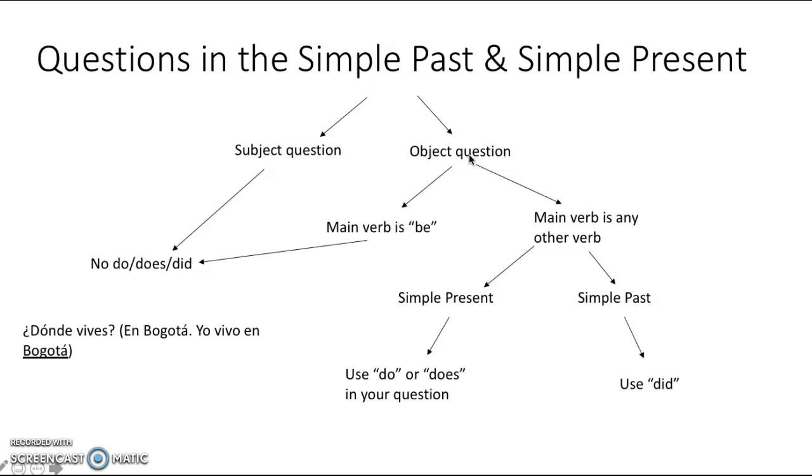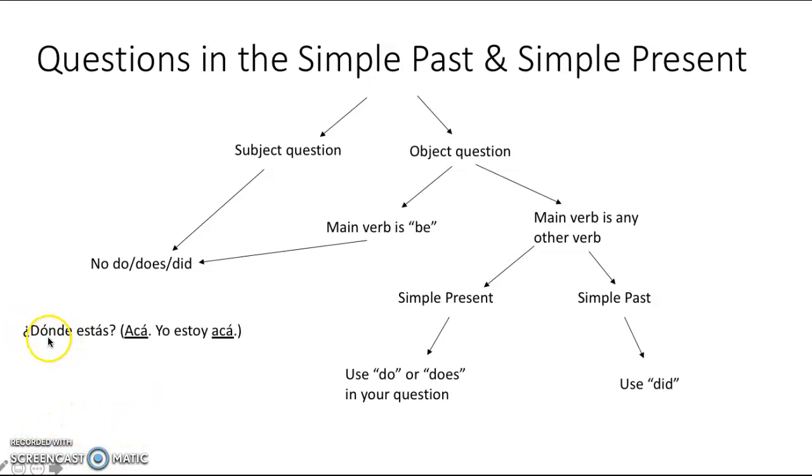Okay. Now we have to decide if the main verb is be or any other verb. We look here, vives, live. It's not be, it's any other verb. Okay. Now we have to decide if it's simple present or simple past. Vives, live, simple present. So we use do or does in the question. Let's look. Where do you live?